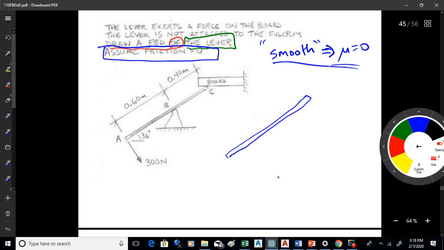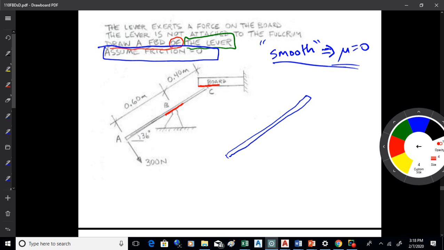So here, I think the board is the flat surface. But on that fulcrum where the lever is going around, this flat surface is the lever, see? So we want to identify where those flat surfaces are and then show the forces acting.